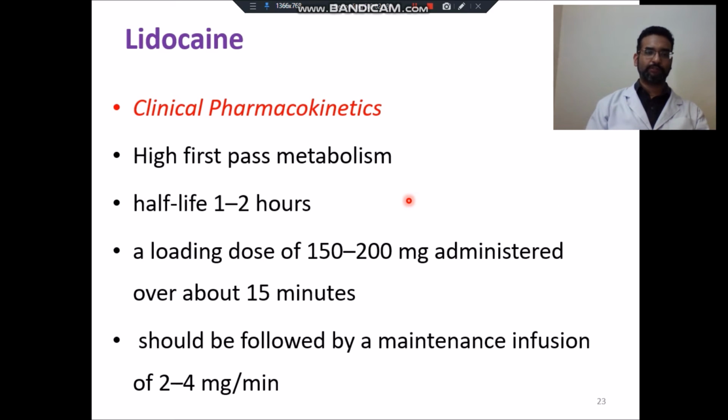Lignocaine has high first pass metabolism. It has a half-life of 1 to 2 hours. It has to be given in a loading dose followed by a maintenance dose.